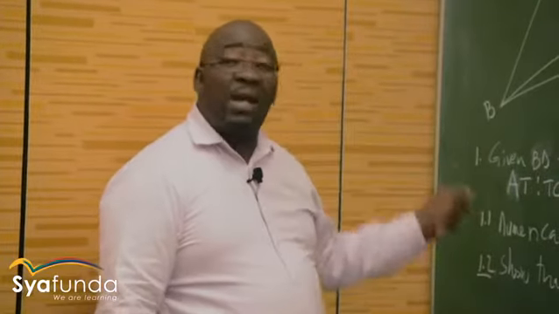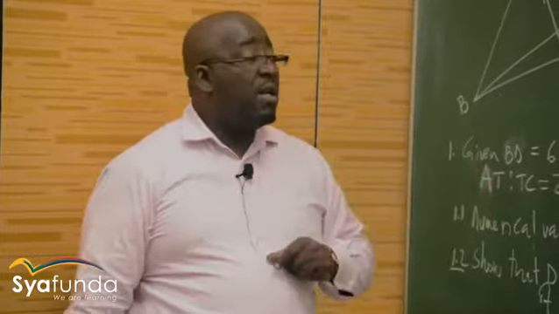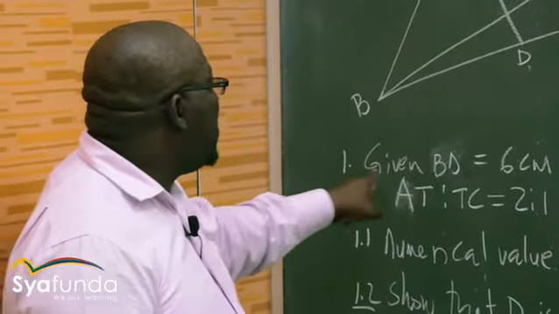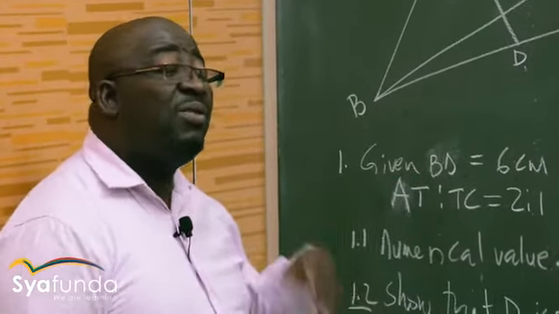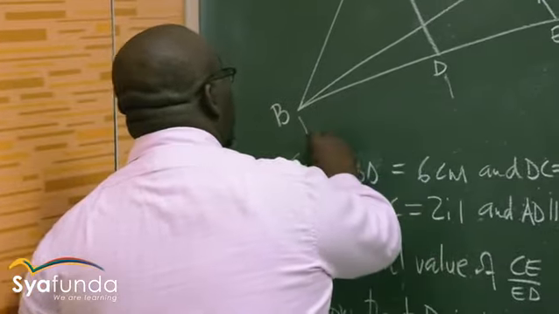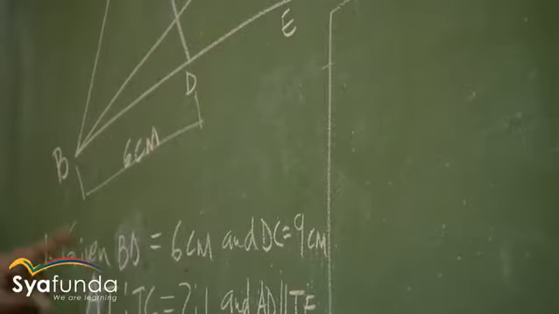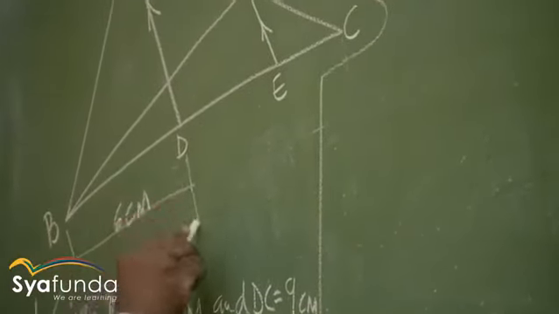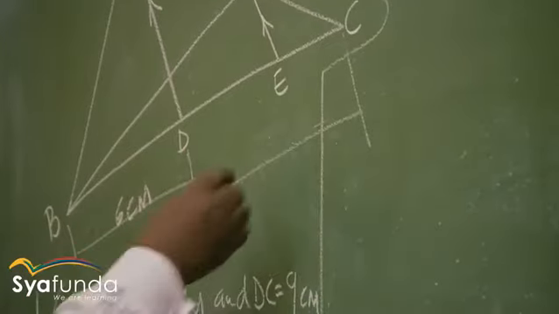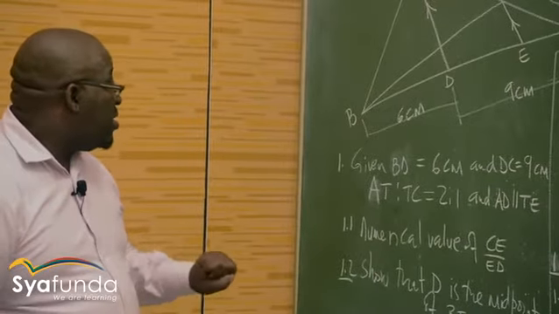When you don't see circles around, you don't have to apply circle geometry. You apply those three theorems. Right, this is what we're given here. Given that BD is 6 centimeters, it is important that you label it correctly. From there to here, it is 6 centimeters. And DC, from here to there, will be how many centimeters? It is 9 centimeters. This is given in the information.